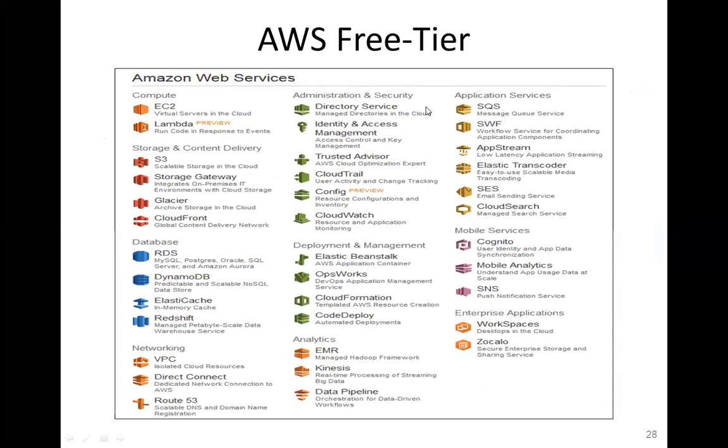In administration and security, we have directory services, identity and access management. We'll discuss this topic of identity and access management in detail. It is in our syllabus. Next is Trusted Advisor, that is cloud optimization expert. Next is CloudTrail, user activity and change tracking. So this CloudTrail is basically concerned with tracking of the user and their changes, and all the information is retained by CloudTrail. Config services, resource configurations and inventory. This is also a preview service. CloudWatch, monitoring, resource and application monitoring services.